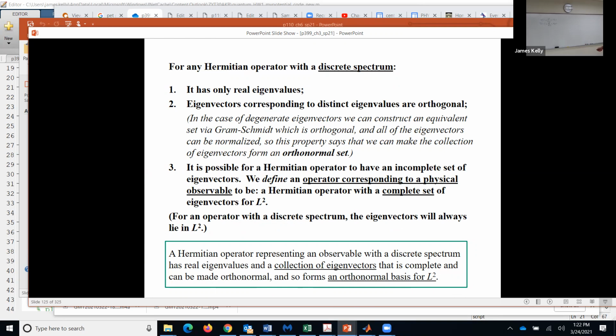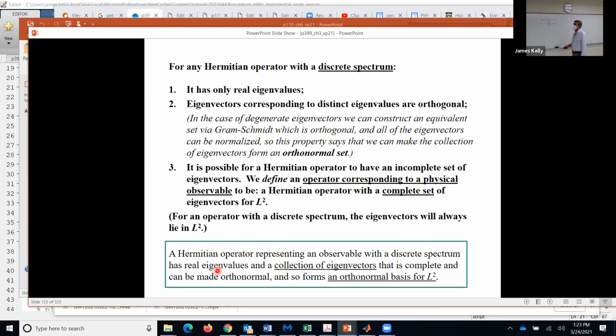A Hermitian operator representing an observable with a discrete spectrum. Okay, so an observable corresponds to an operator, and we're going to assume for right now the operator has a discrete spectrum. Things are a little bit more complicated in the continuous spectrum case. We showed that it has real eigenvalues. It has a collection of eigenvectors that by definition is complete, because that's what we mean by an operator corresponding to an observable.